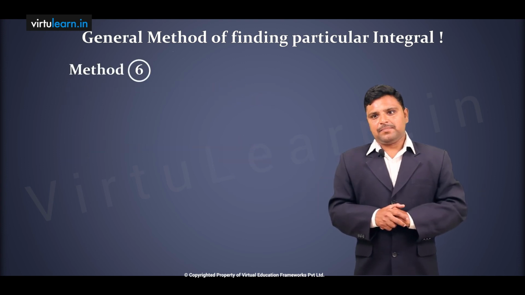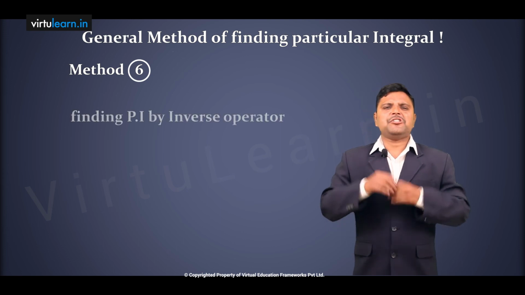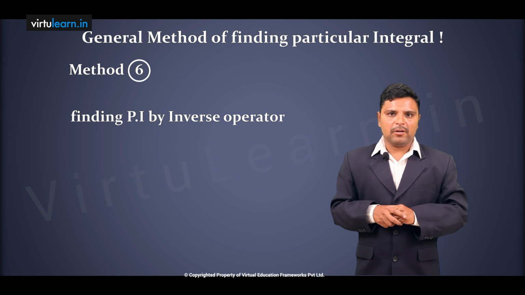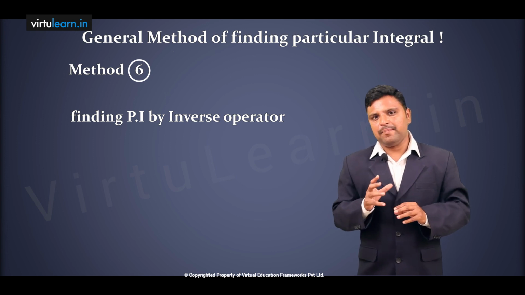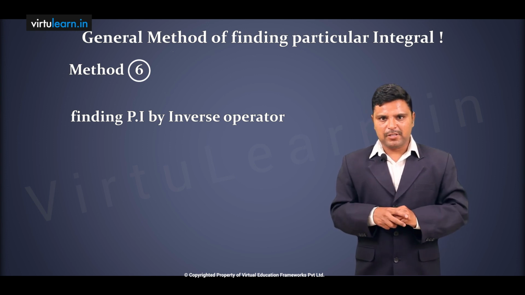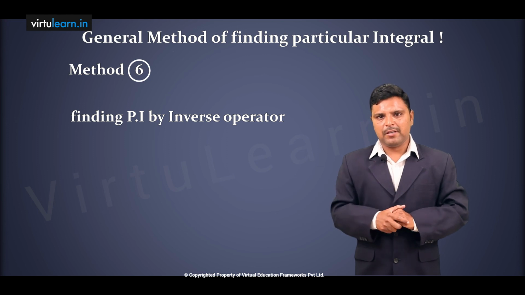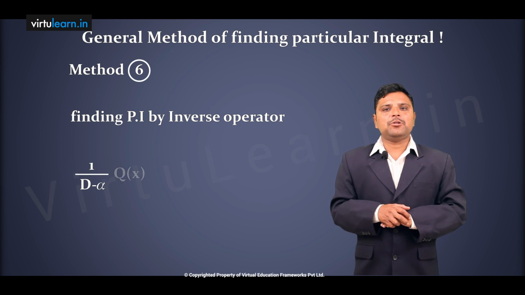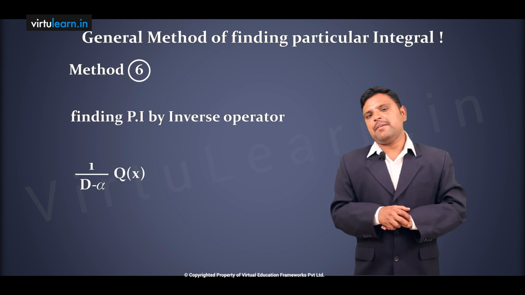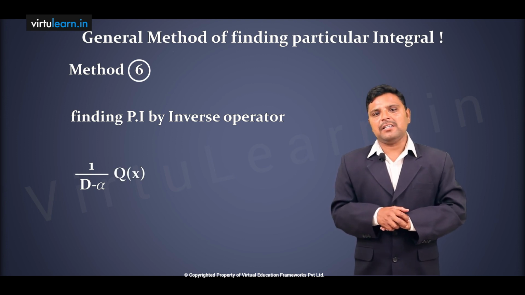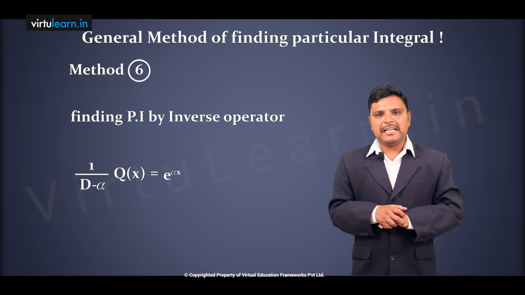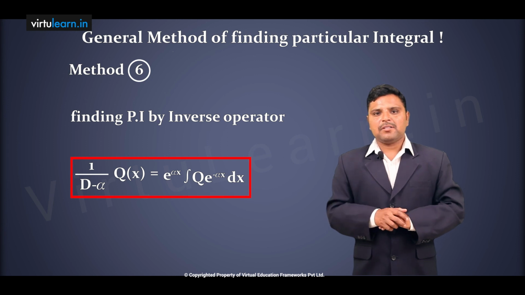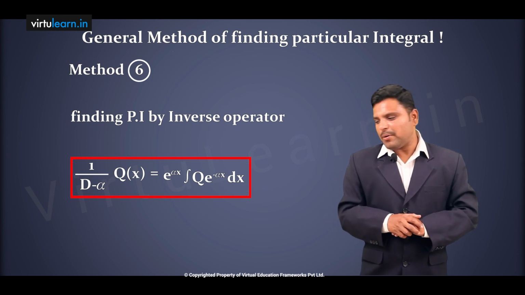Method 6, particular integral. By the general method, without using all these formulas also we can solve it, but for rare problems it is not applicable. Sometimes it is very difficult to solve the problem. The formula is 1 by d minus alpha into q of x. The answer is e power alpha x integral of q into e power minus alpha x dx. This is nothing but the inverse. By using the inverse operator we can calculate the particular integral.